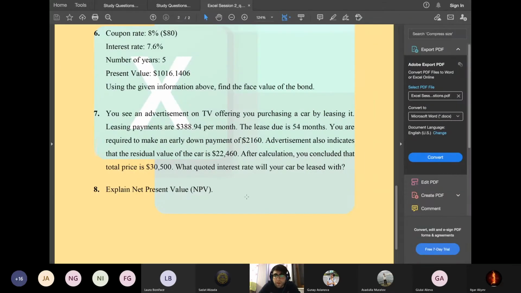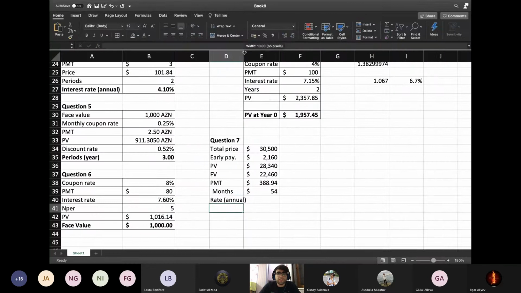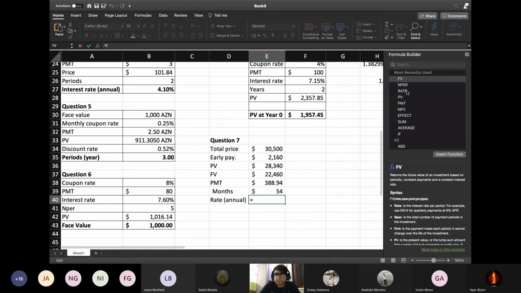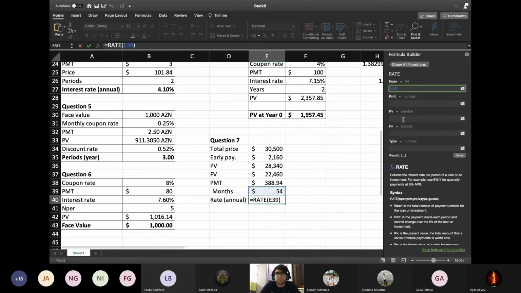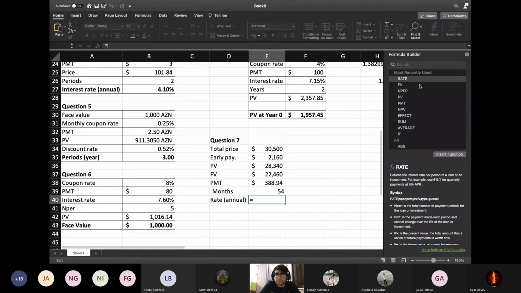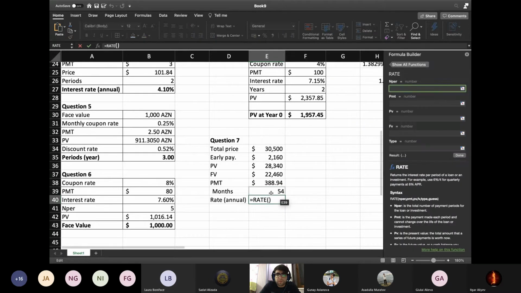Because the question is asking what quoted interest. Quoted is annual rate. Come here, type rate, number of periods. Actually, it shouldn't be in dollar terms. By default, Excel gave us an accounting format. Okay. Come here, type rate, number of periods, months, 54, payments. This one, present value, let's put minus sign here, future value, that amount.